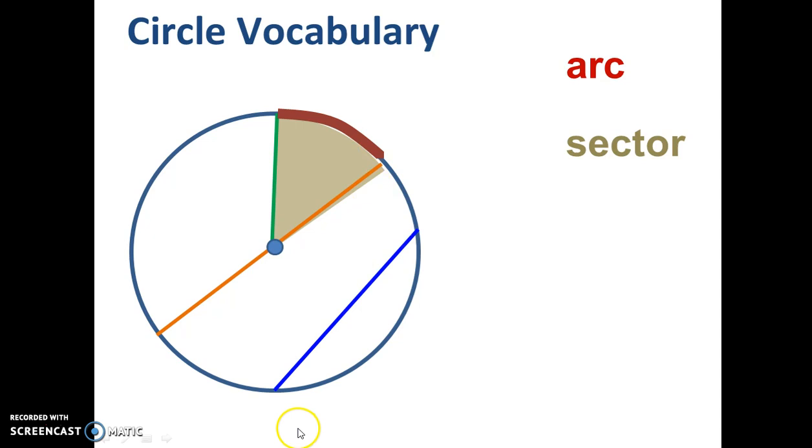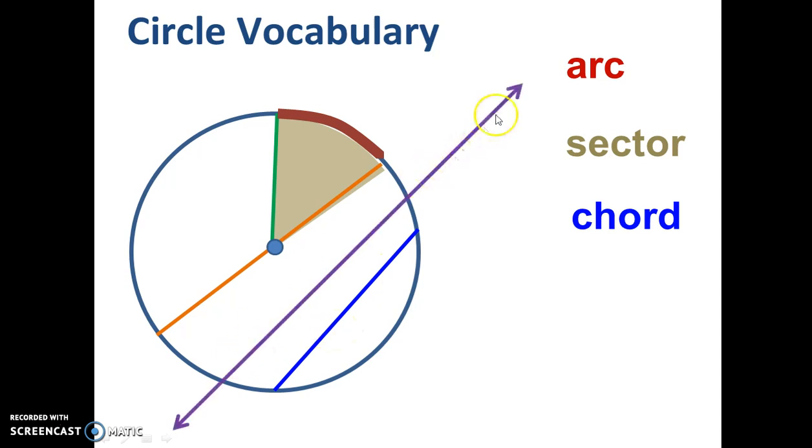Any segment within a circle that goes from one point to another point is called a chord. The diameter here is also a chord. Diameter is a chord that passes through the center. This is a chord that does not pass through the center.